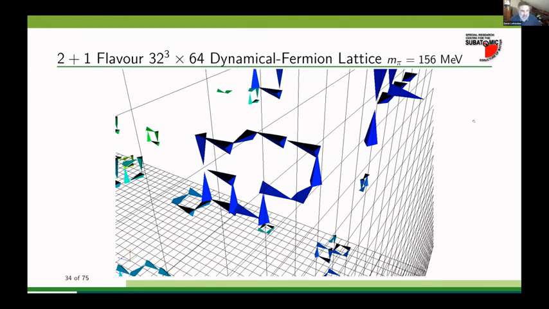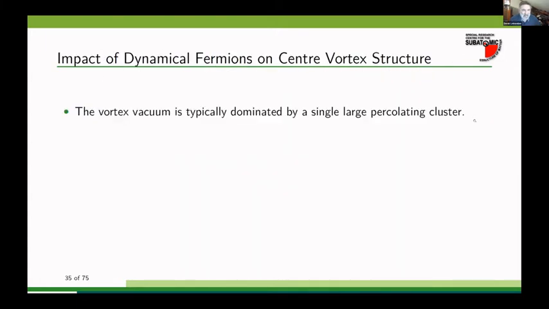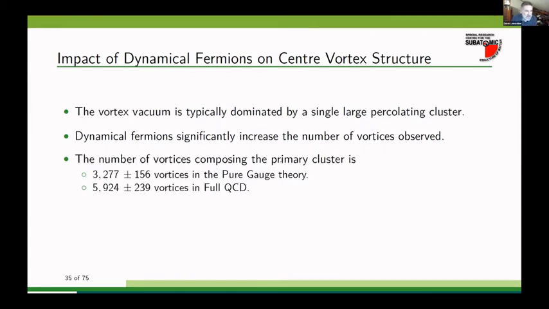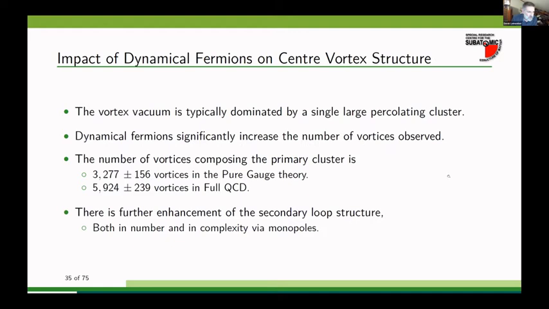So that's what center vortices look like. It's complicated, but a few qualitative features are maybe worth highlighting. First of all, the vortex vacuum is typically dominated by a single large percolating cluster. And once you introduce dynamical fermions, you have a significant increase in the number of vortices that are observed. To quantify that, in pure gauge you're typically looking at a little over 3,000 in that 32 cube by 64 lattice. But you go to full QCD and you almost double that. So it's a huge change.